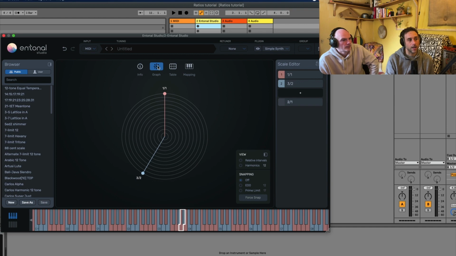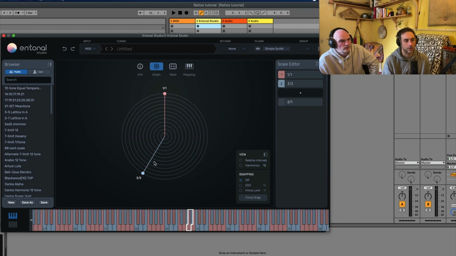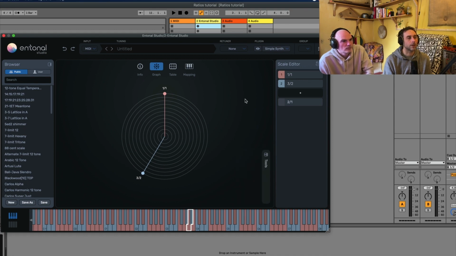Okay. Let's compare this now. I'm gonna switch to the equal temperament scale, and you'll see that if I play, that's the C and the G. The G is a fifth above C. And if I undo that scale change, we can see the 3 over 2 is where that G was. So it's the fifth also, but it's the perfect fifth. It's the just fifth.